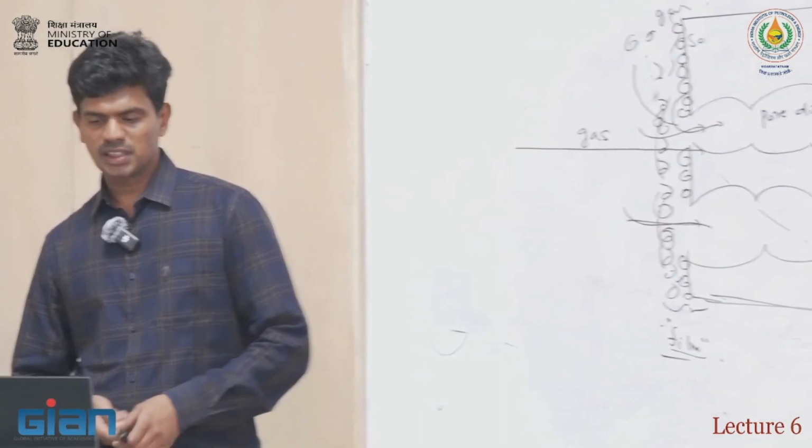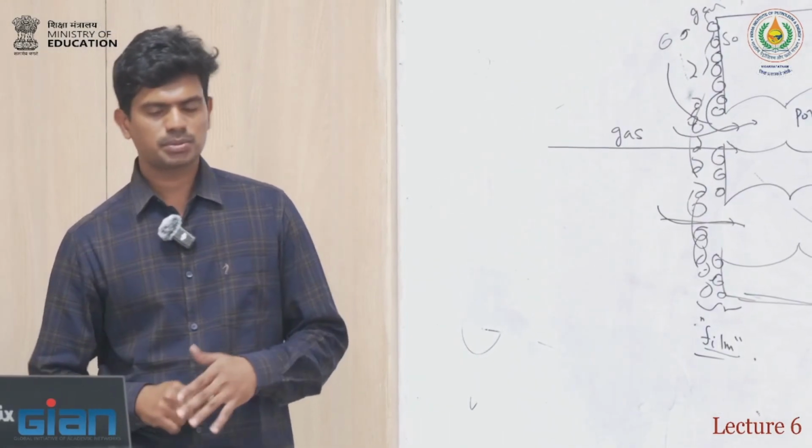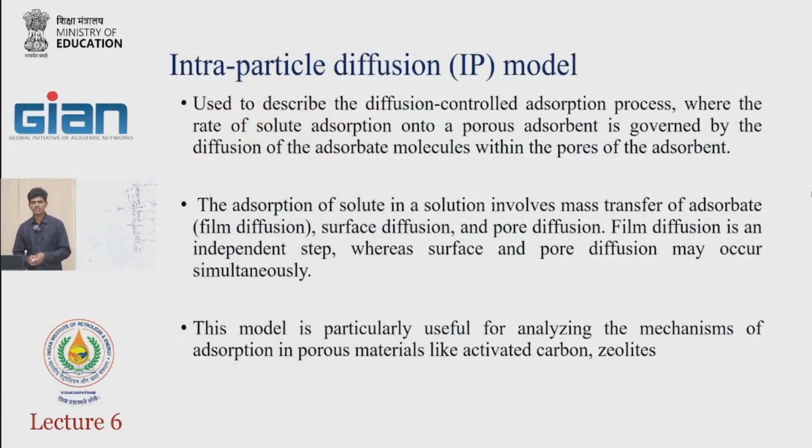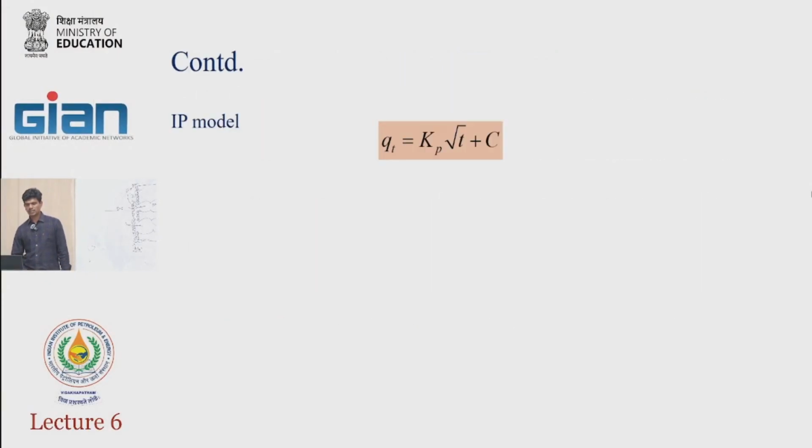This model is particularly useful in analyzing mechanisms of adsorption in porous materials, which is of our interest, like activated carbons, zeolites, MOFs, or whatever. It follows something like this: Qt, the adsorption capacity at any given time, is equal to Kp, which is the rate constant, times the square root of t, that is the time, plus C.